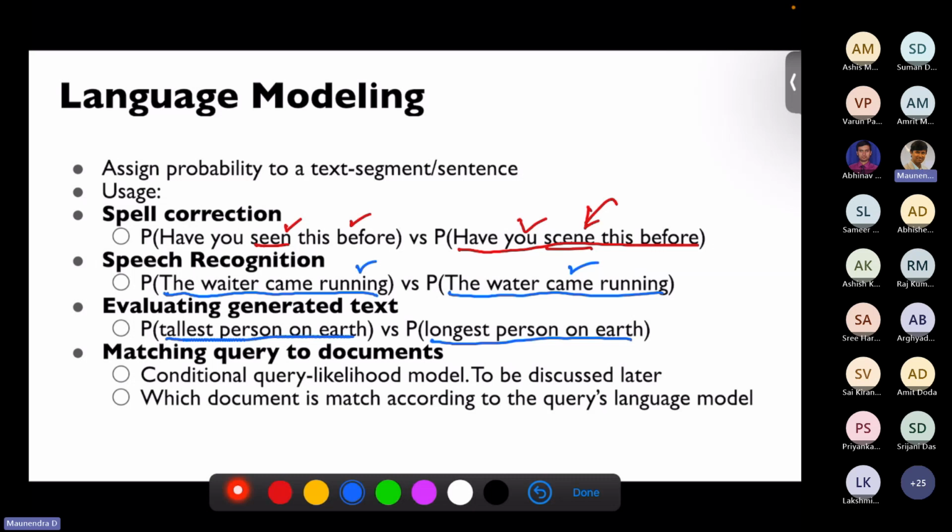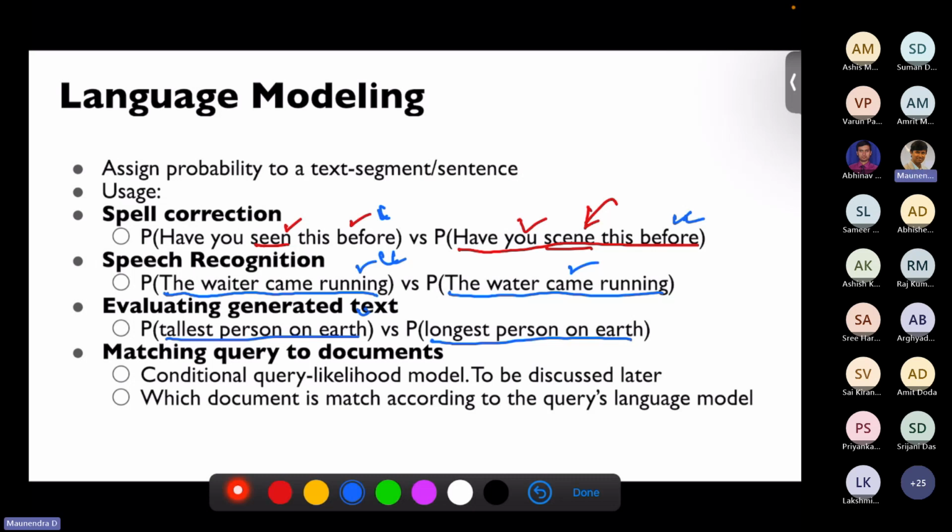We can also think of language modeling as an evaluation measure for different algorithms for spell correction, speech recognition, evaluating generated text, and so on. Given two models, we look at the suggestions given by them, and we can compare the suggestions given by multiple algorithms to do benchmarking as well.